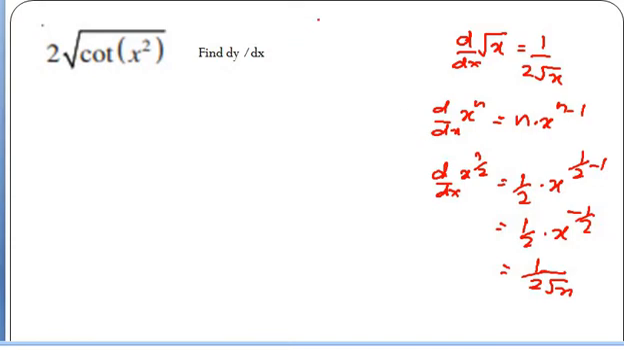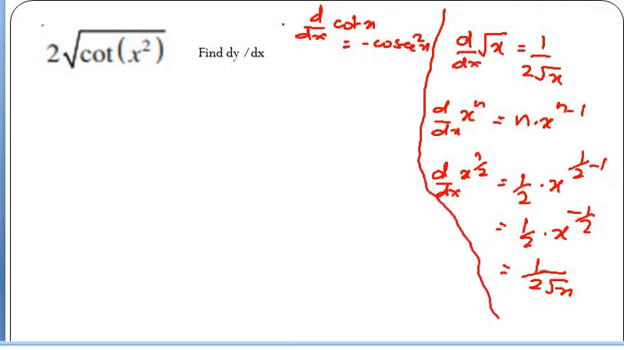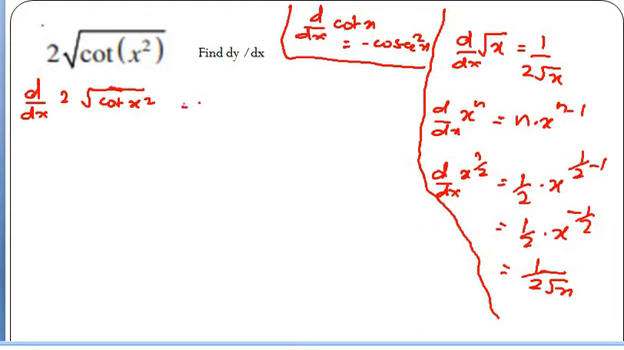Another formula we will use is the derivative of cot x. The derivative of cot x is minus cosec square x. So using these two formulas, we will solve this question. So first of all, this is 2, so we're going to leave 2 constant. So how we can write here, 2 root under cot x square. First of all, we'll leave the constant as it is because this is in multiplication.